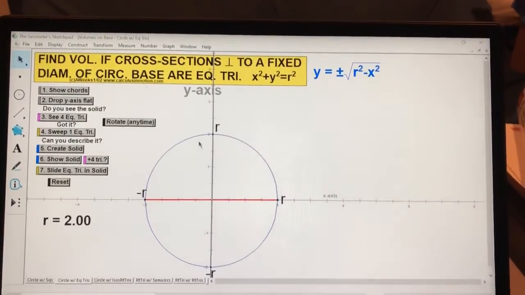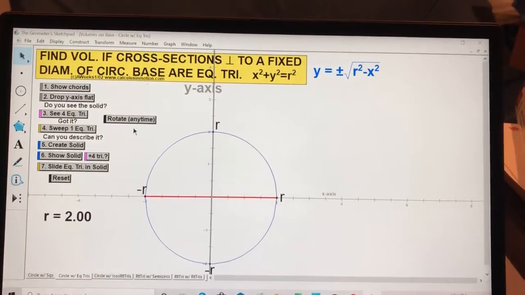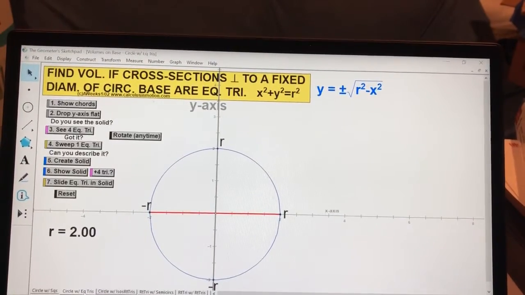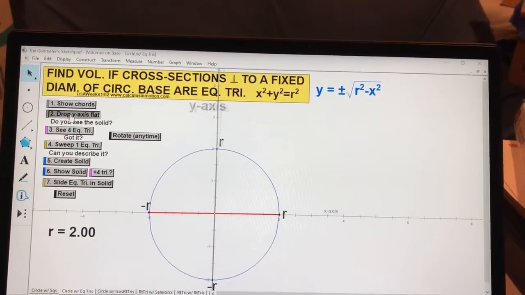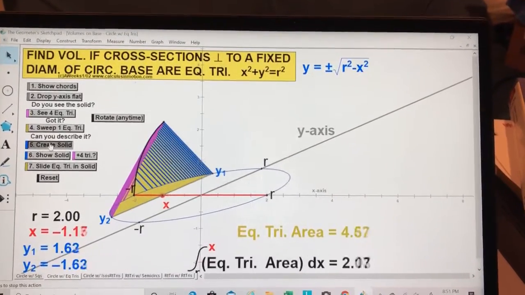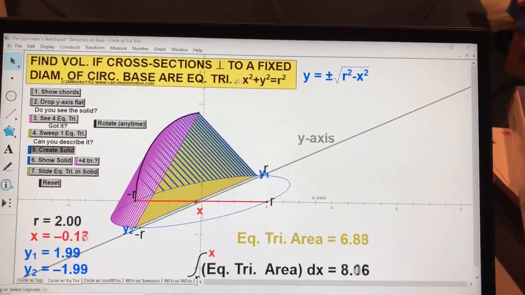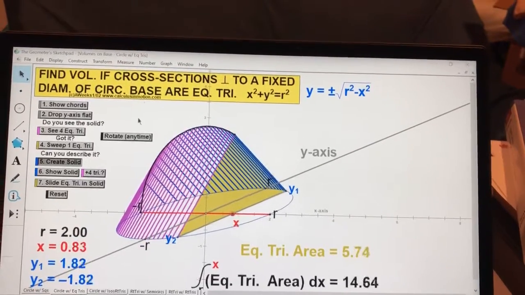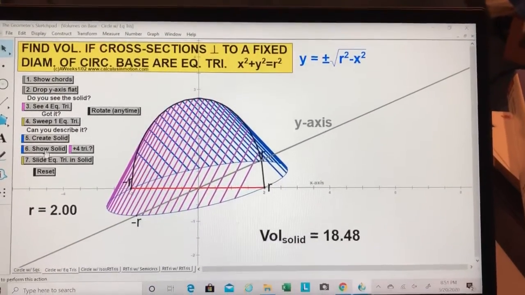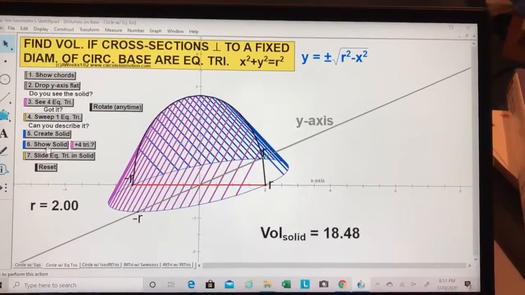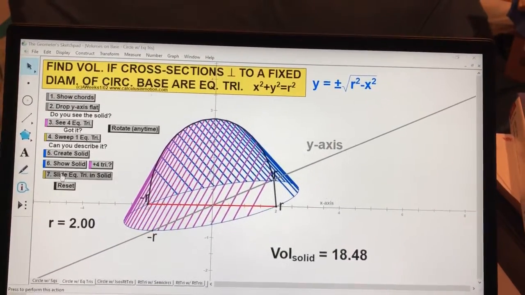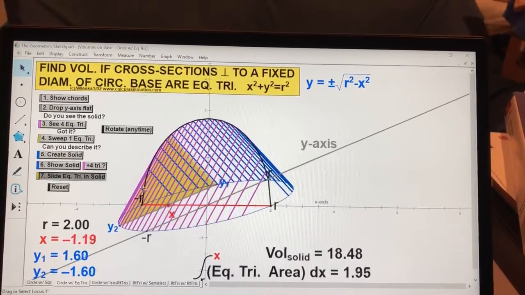What I'm going to do at this point is just kind of look at some other figures that are created. Here we're going to take a circle again with an equilateral triangle. So again, I'm going to drop my y-axis. I'm going to go ahead and create that figure. So notice I've got a bunch of equilateral triangles. Hopefully remember, I'm going to go ahead and show that solid. Hopefully remember the area of an equilateral triangle is radical 3 over 4 times the side squared. If I slide my triangles, I should see I've got a bunch of triangles.